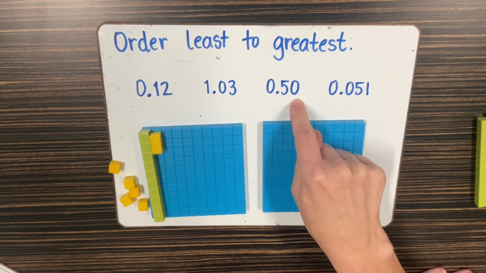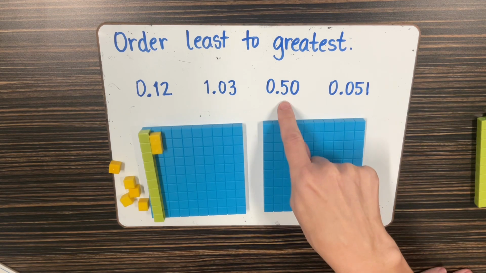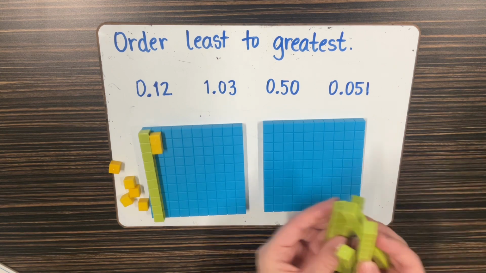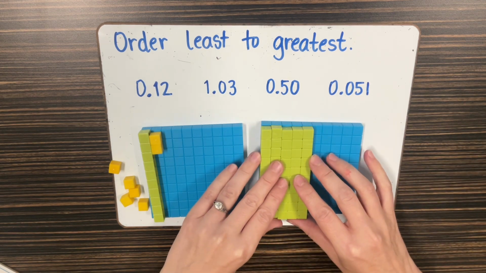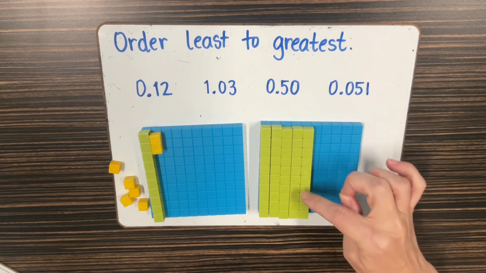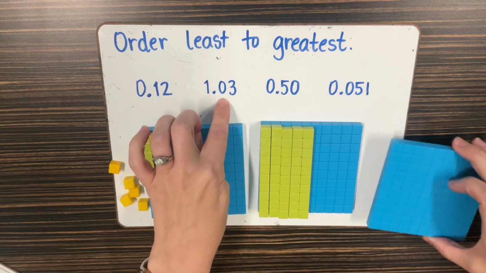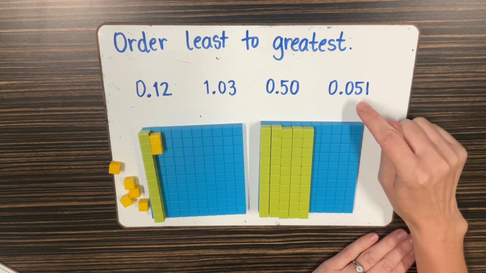5/10ths or 50 hundredths. I need 50 of these hundredths, or 5/10ths. That's half. That's bigger than that, but not as big as this one because I had one whole and some more. The last one's a little tricky.